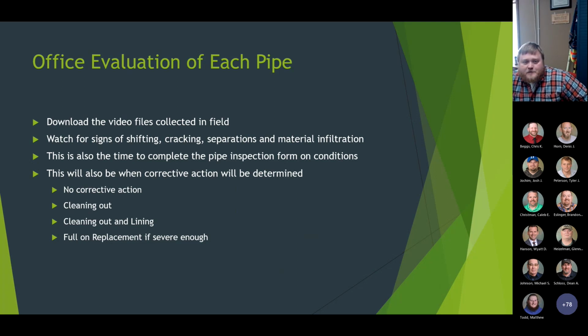And then once you go through each pipe, this will be when you determine what kind of corrective action should be done. So the pipe might be in good shape, don't really need to do anything, or it could be just filled with sediment, so we're just going to clean it out. The pipe is cracking fairly severely and the joints are starting to separate, so then we'd probably clean out and do the lining. And I guess if they're severe enough, it'd be full replacement, but I don't believe we have found any pipe yet that has been that bad.